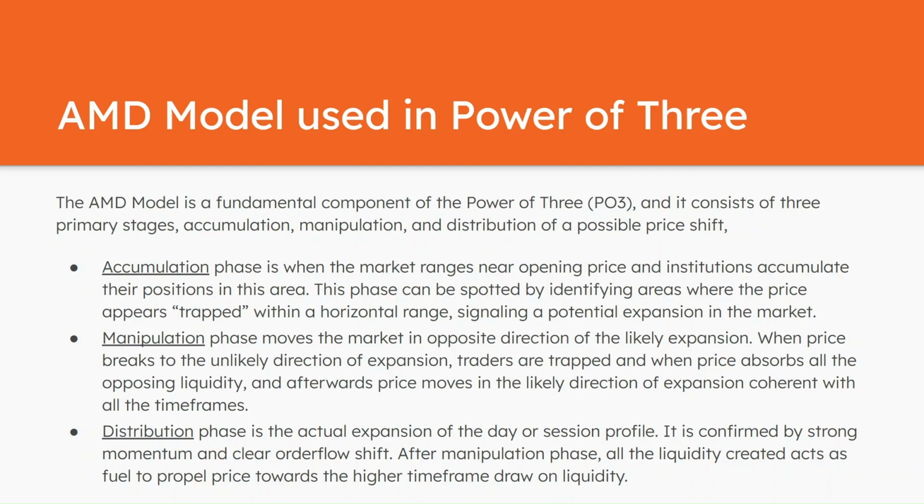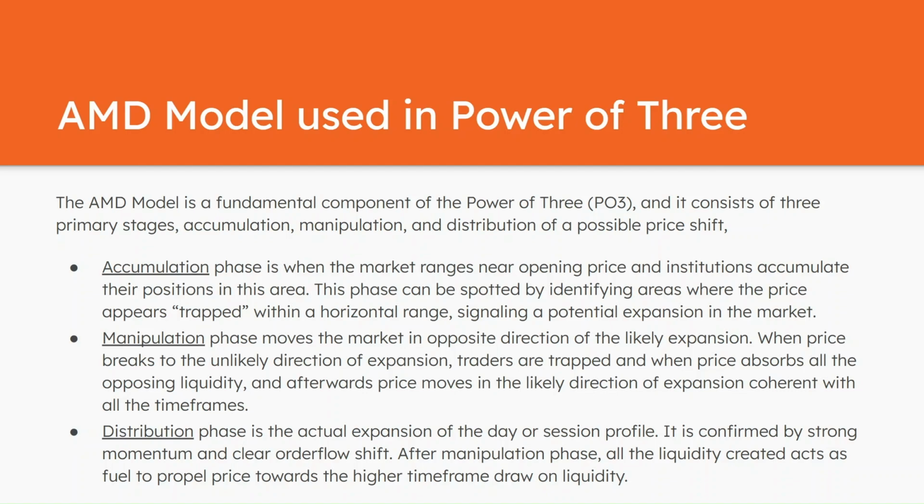The market range is close to the opening price during the accumulation phase, and institutions build up their positions in this region. Finding regions where the price seems trapped within a horizontal range indicating a possible market expansion.